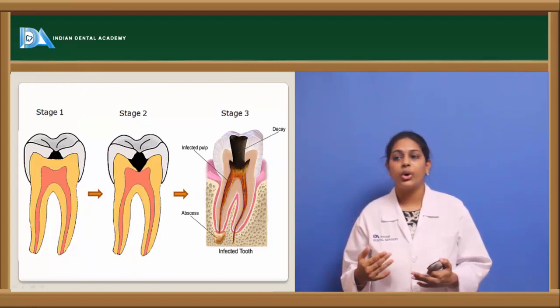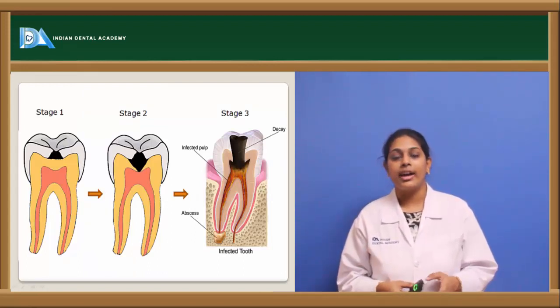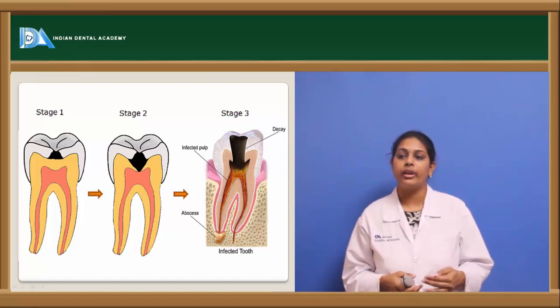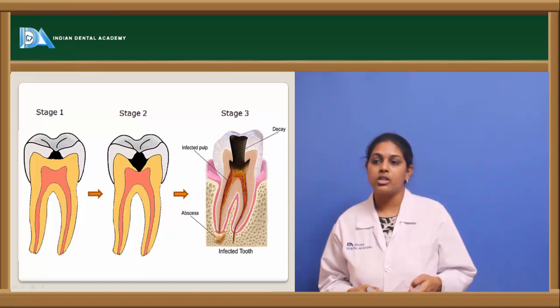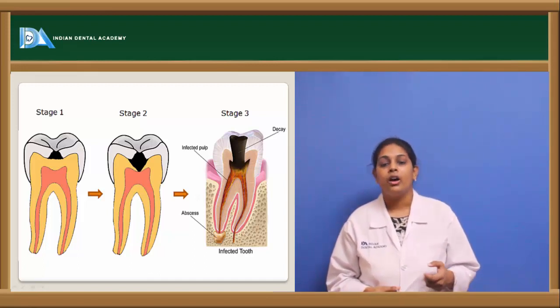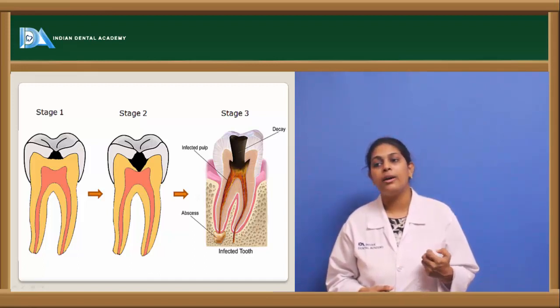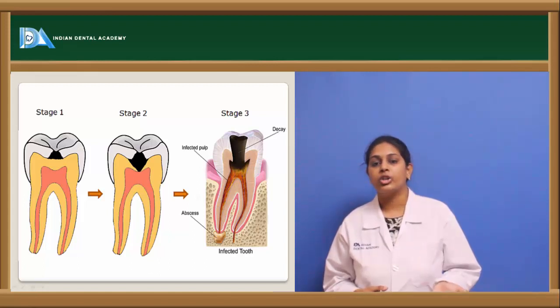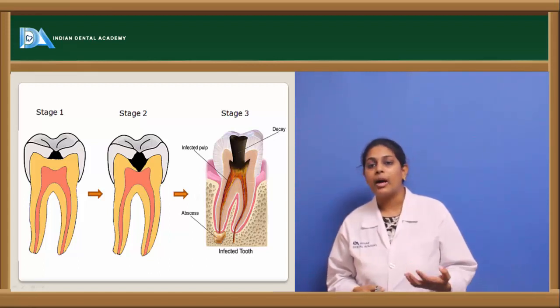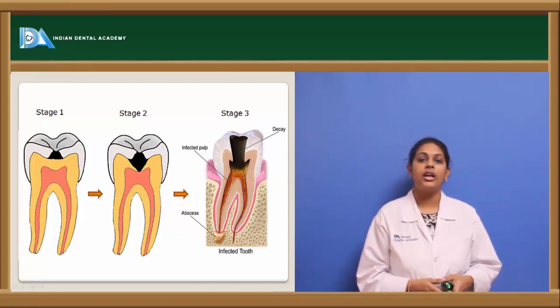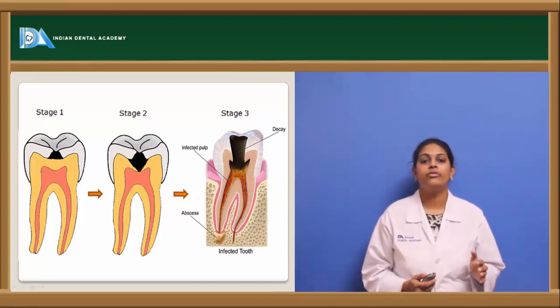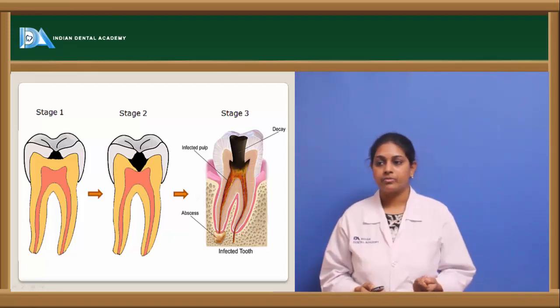Then the next picture shows caries involving the enamel and dentine layer and reaching into the dentine. From the dentine, it might progress into the pulp, and if it progresses into the pulp, it might result in infection of the pulpal tissue. From the pulpal tissue, if it is still progressing, it might result in abscess formation, and complete infection of the tooth can result.